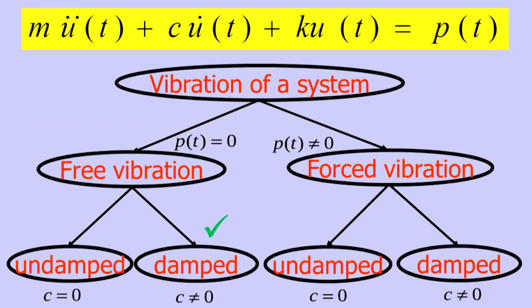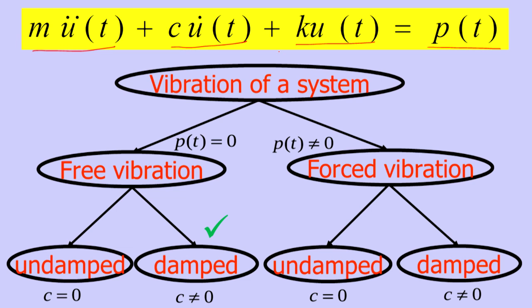As you already know, the dynamic equilibrium equation consists of three forces. The first one is the inertia force, the second is the damping force, and the third is the stiffness force or elastic force. On the right hand side we have the externally applied force, which is a function of time. Displacement, velocity and acceleration are also functions of time. This is the vibration of the system represented by the dynamic equilibrium equation.